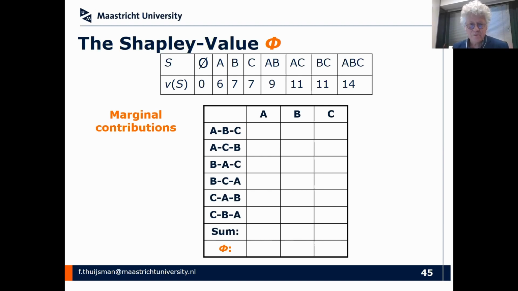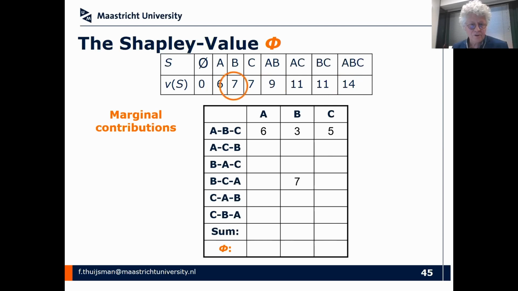So here's an example. If we start with A, we go from 0 to 6 because we go from an empty set to a set where there's just one person. So A gets 6 because that's his contribution. Then B joins in, so we go from 6 to 9 and B gets 3. Finally, C joins in, so we go from 9 to 14 and C gets 5.